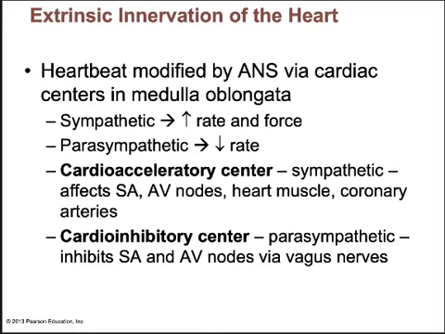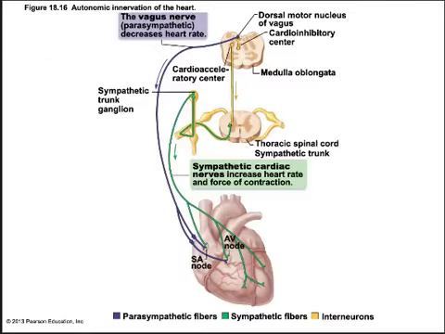The AV node will max towards its intrinsic rate, which is around 60. Okay, and the heart muscle is going to, as a result, respond more rapidly. The coronary arteries are going to dilate in this case, and that's to bring more blood to the heart as it's working harder to pump blood around the body. The cardioinhibitory center is the vagus nerve, which leads to the SA and AV node, and they do the reverse. So you can see here how this operates.